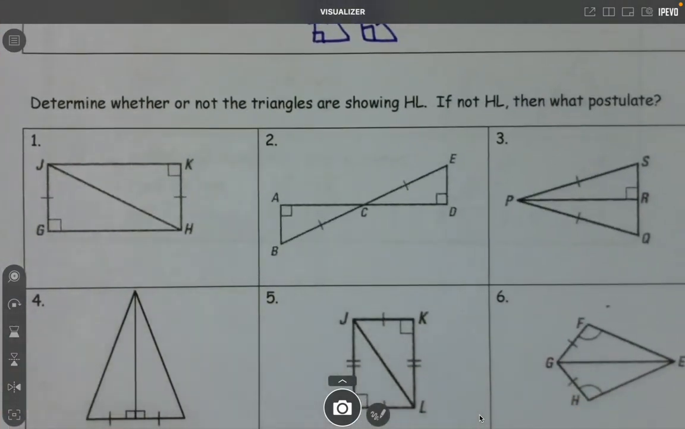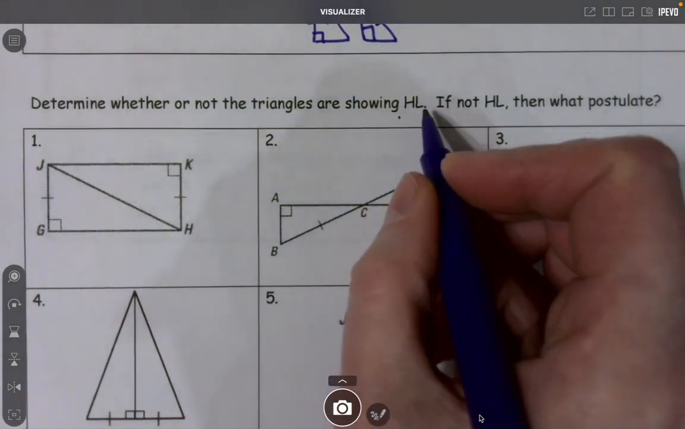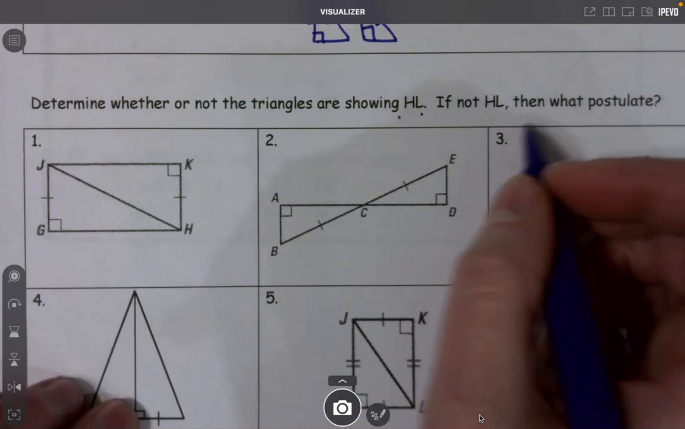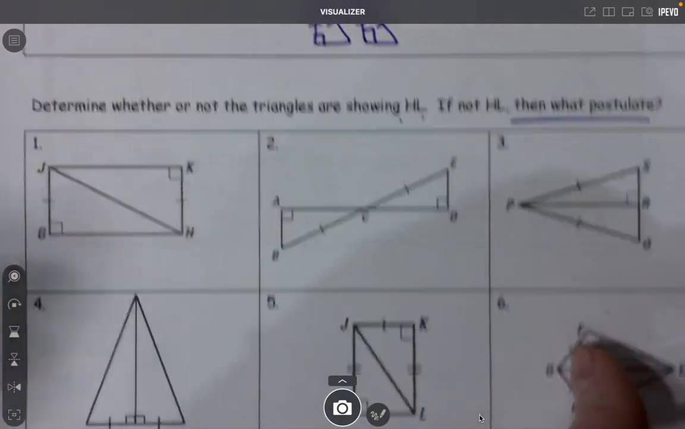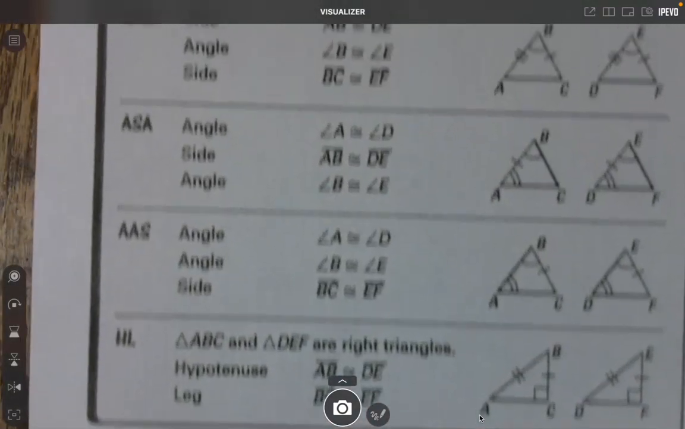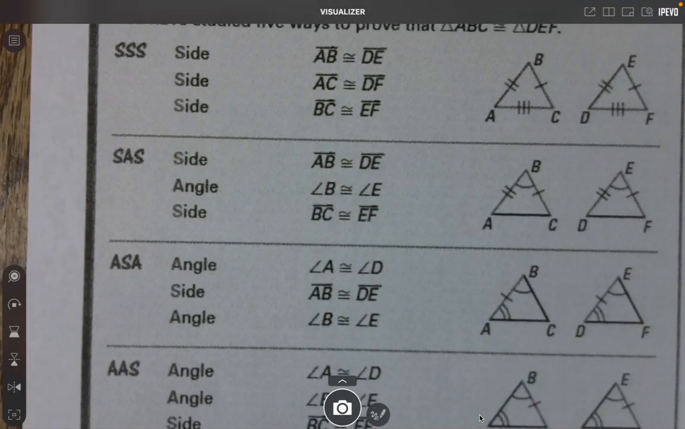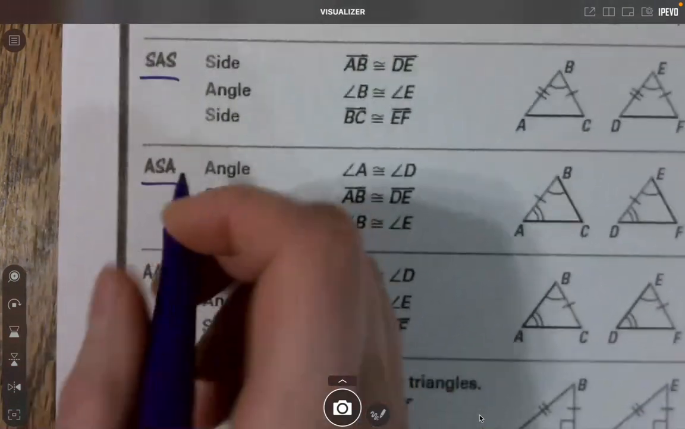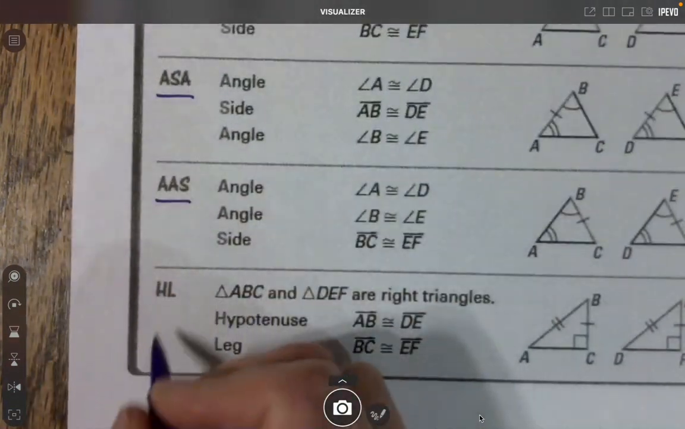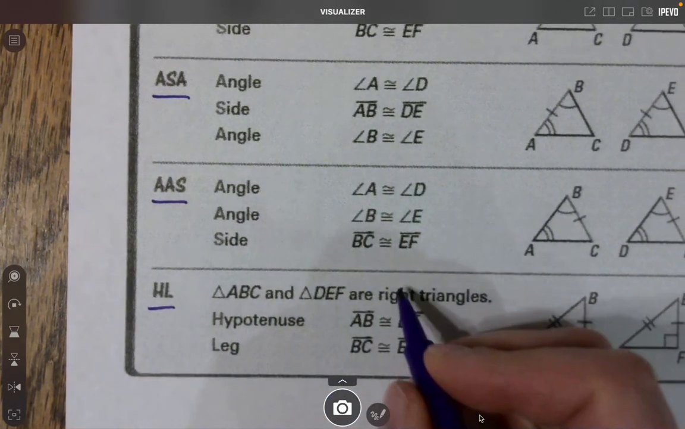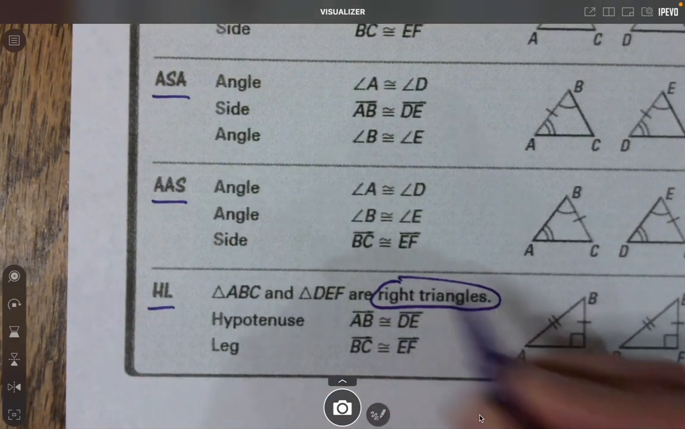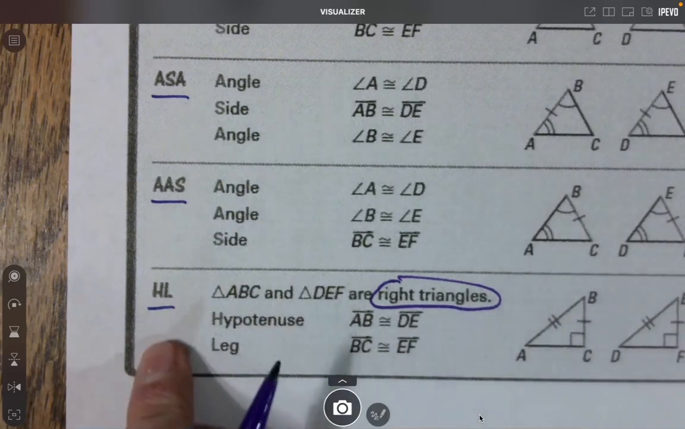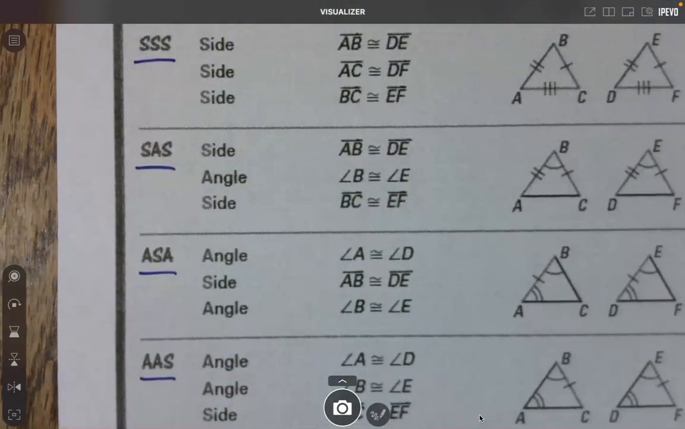So now we're going to go through and we're going to decide if these triangles are showing hypotenuse leg congruency. If not, it could be something else. And if you can't remember what the something else is, on the back of your notes, we kind of have all these written out, including the new one. So the ones we've had are side, side, side, side, angle, angle, angle, angle, side. And here's our new one, hypotenuse leg. And that's for right triangles only. Okay. So if it's not HL, it could be one of these other ones.